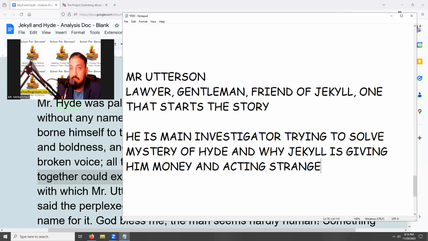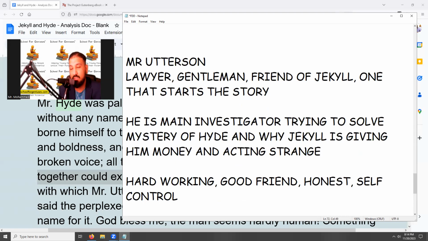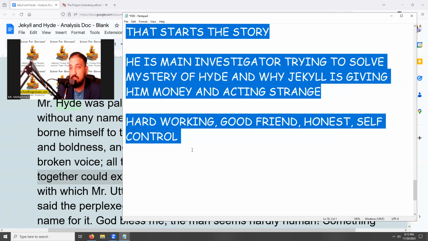That's why it's called the Strange Case of Jekyll and Hyde. The reason it's the strange case is because it's the case that Mr. Utterson tries to solve, or does solve. The story follows him as he solves the case, basically. In terms of what he's like as a person, you can just say he's hardworking, a good friend, honest. He has self-control. Just read the first chapter of the book, read the first paragraph, and you'll get more. Anyway, this is Mr. Utterson. You can pause it if you need to. I'm not going to talk too much about him.